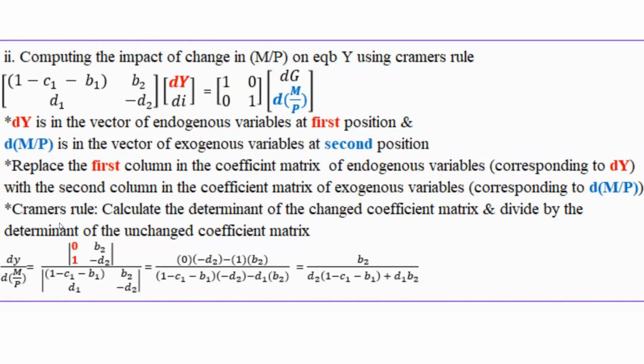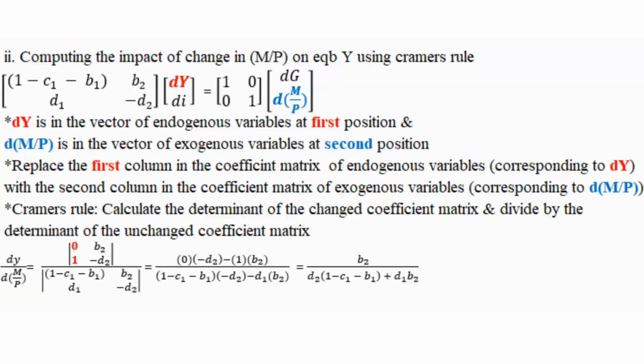So now I have this changed coefficient matrix where the first column corresponding to dy, because dy appears in the first position over here, is replaced with the second column corresponding to dm by p here, because dm by p appears in the second position here. So now I replace this column corresponding to dy with the column corresponding to dm by p, 0, 1, right? So here I have 0, 1 and then b2, minus d2, and the denominator is still the determinant of the unchanged coefficient matrix of our endogenous variables, this determinant that we already calculated. Again, we can calculate it by cross multiplying and taking the difference. So 0 times minus d2 minus b2 times 1, and then you just simplify this a bit.